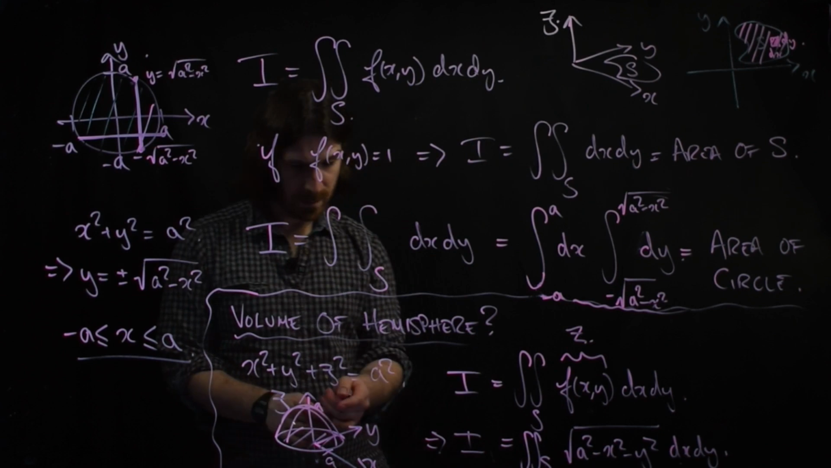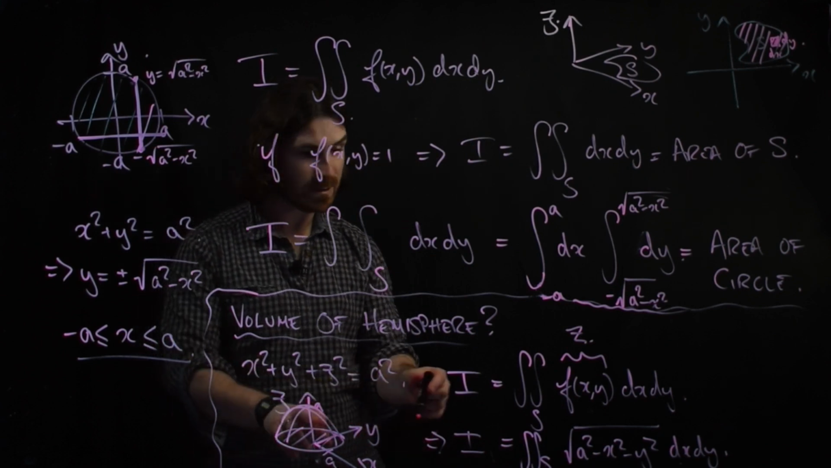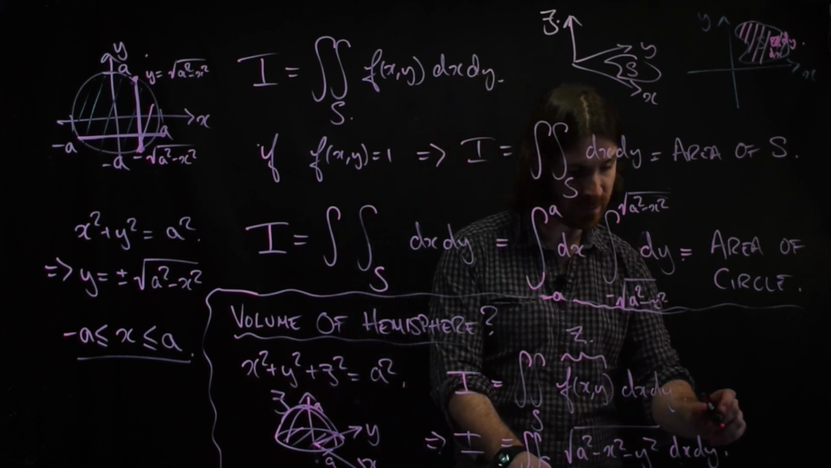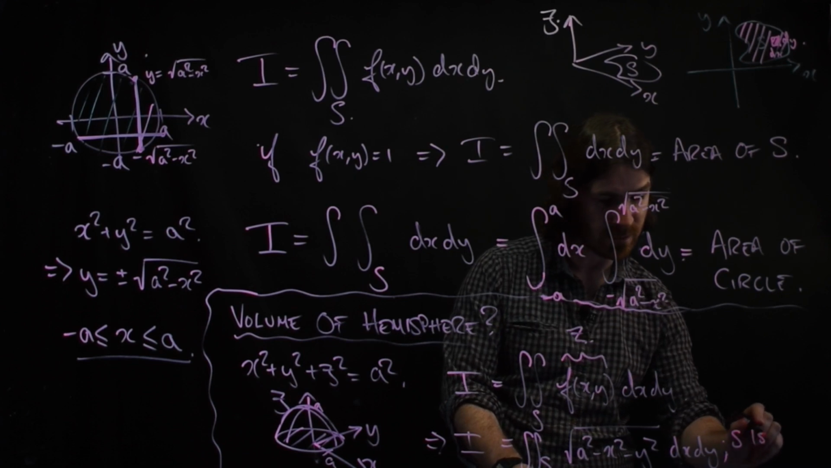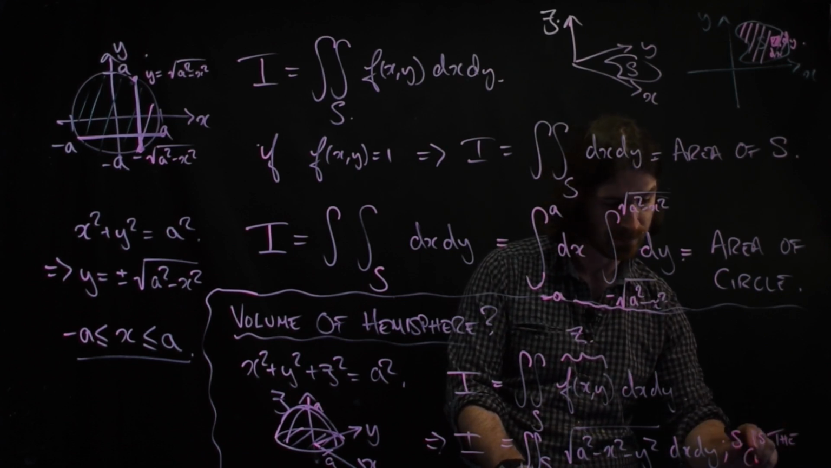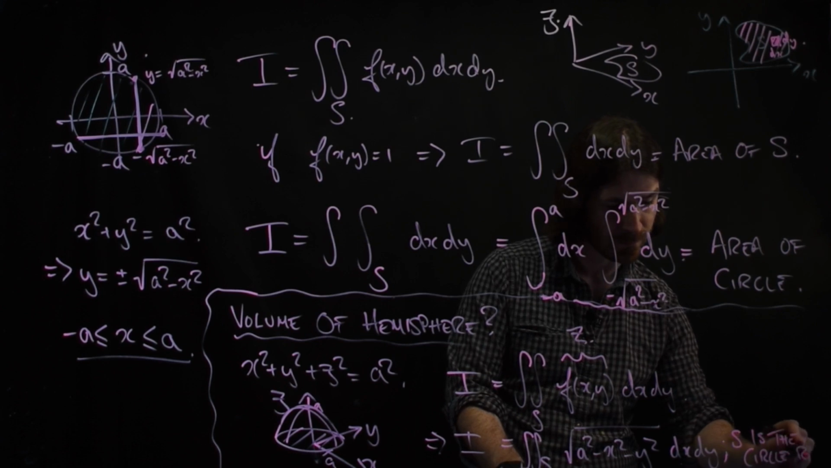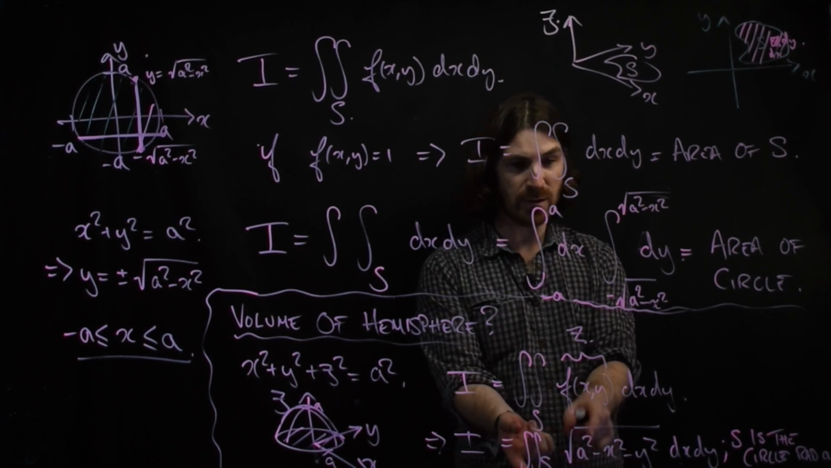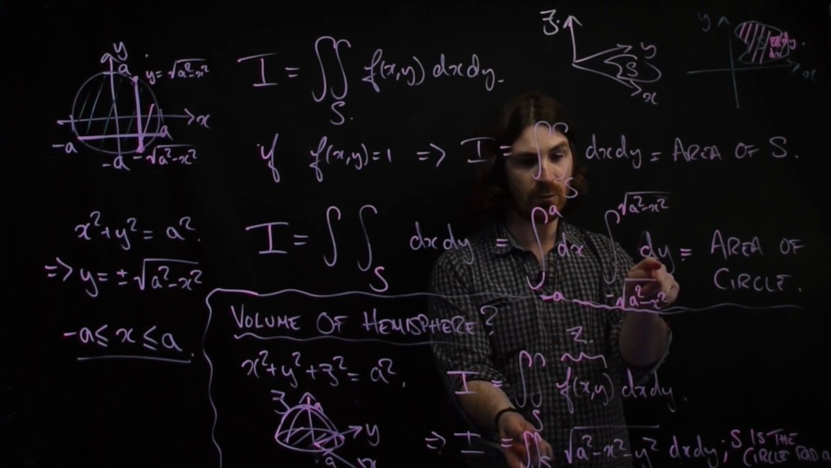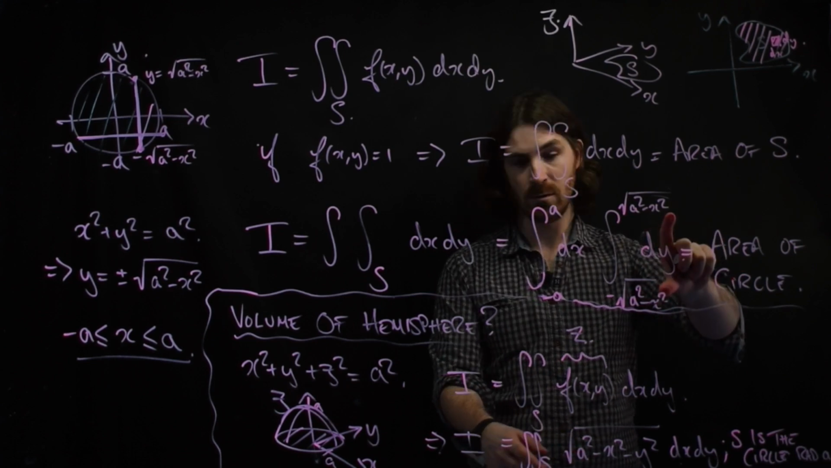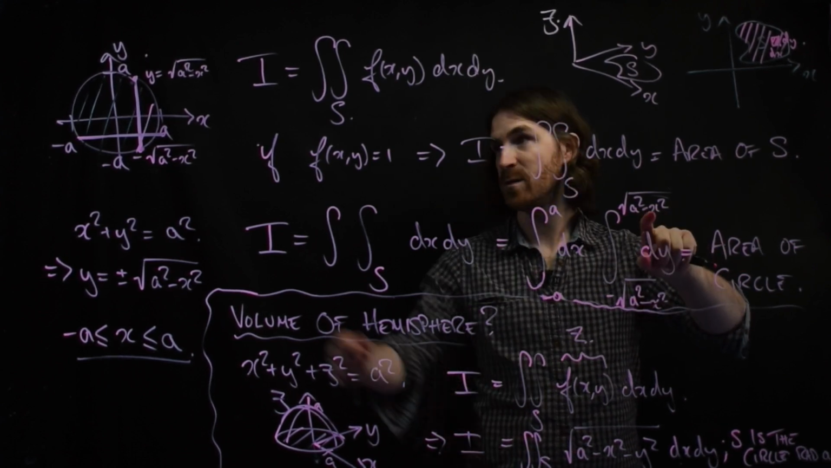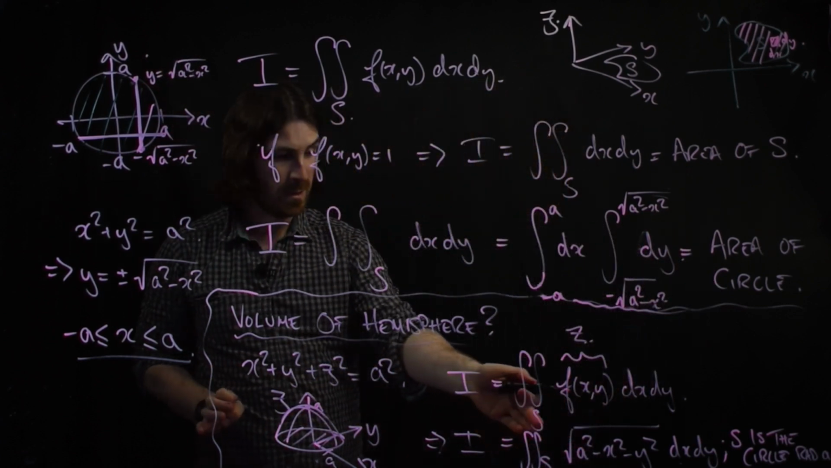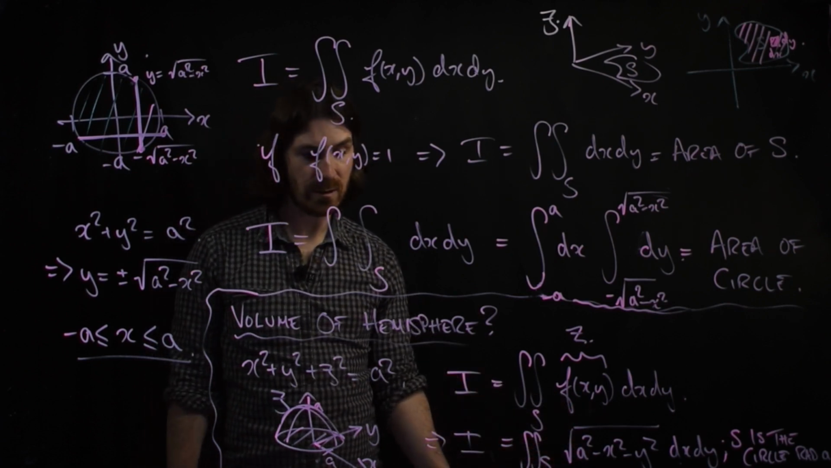When z is 0, we have that x squared plus y squared equals a squared. So this region S is the circle of radius a. This integral we can do as the integral over y first, from this lower limit to this upper limit, and then we do the integral over x. This integral is non-trivial to do in Cartesian coordinates.